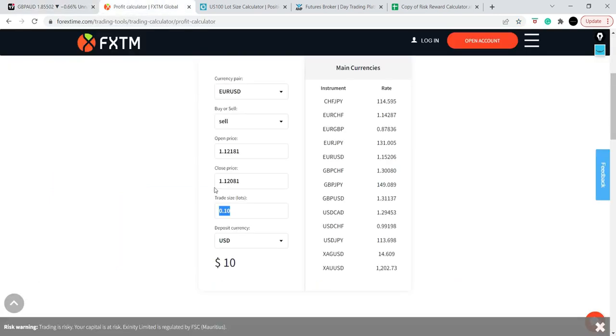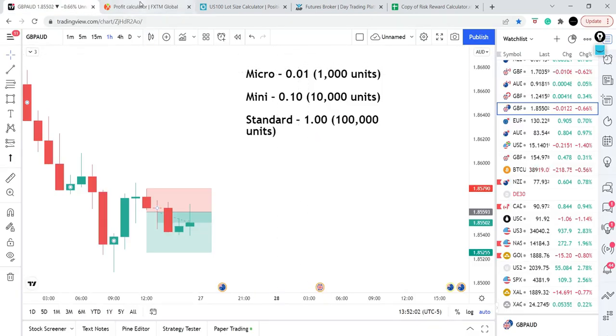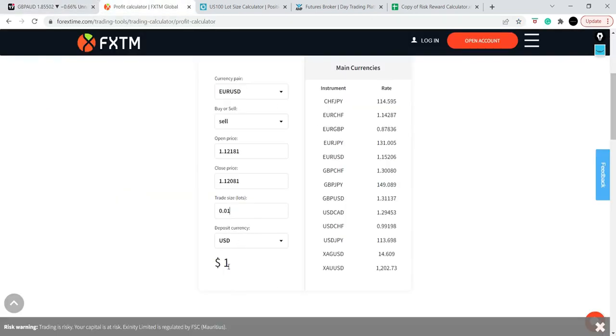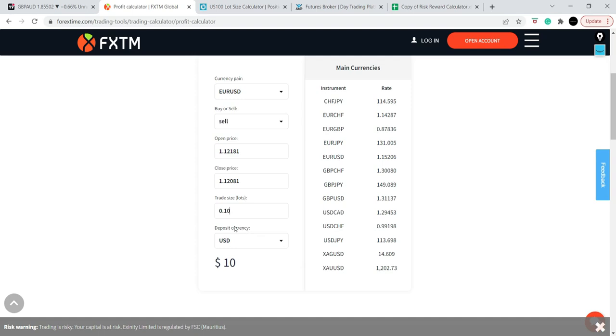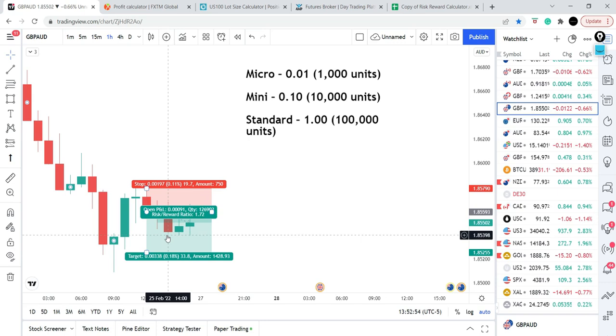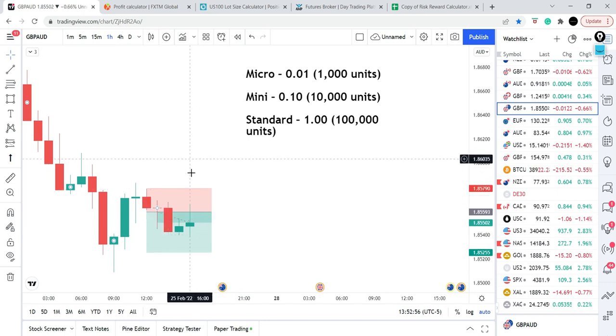So we're going to go 0.01. Remember, 0.01 is a micro, okay? So we put that in here, and it's telling us that it's going to be $1 for that trade. So that 10-pip move, you're risking $1 on that move. Let's say you want to risk more than that. You go to the mini. So that's 10,000 units, 0.10, and that's $10. So on that trade, you're going to be risking $10. You're going to win $10 on that trade, or if it goes against you, you're going to lose $10.